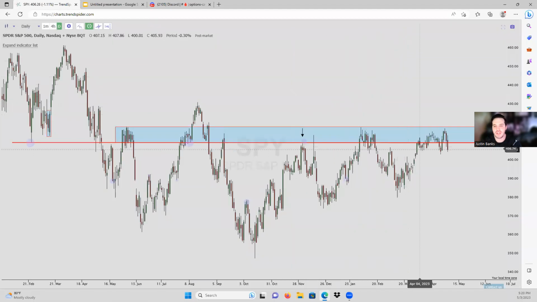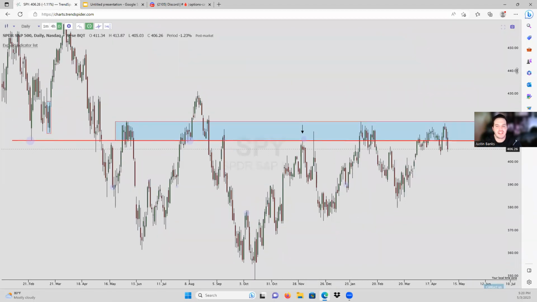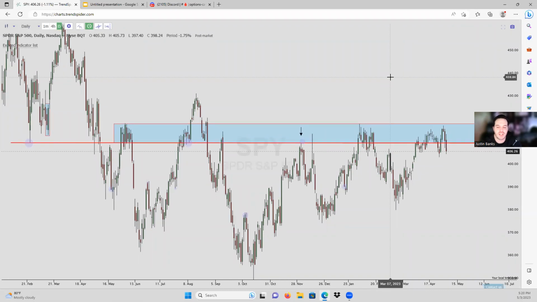Well, as promised, we're going to start at the daily, right? We're going to start looking at the bigger time frame. So looking at the daily, what do we see here? Well, we see that this 410 is such a major level. I mean, this 410 level is absolutely huge. As we can see here, we had multiple touches of it, multiple bounces off of this, right? Support resistance flip.